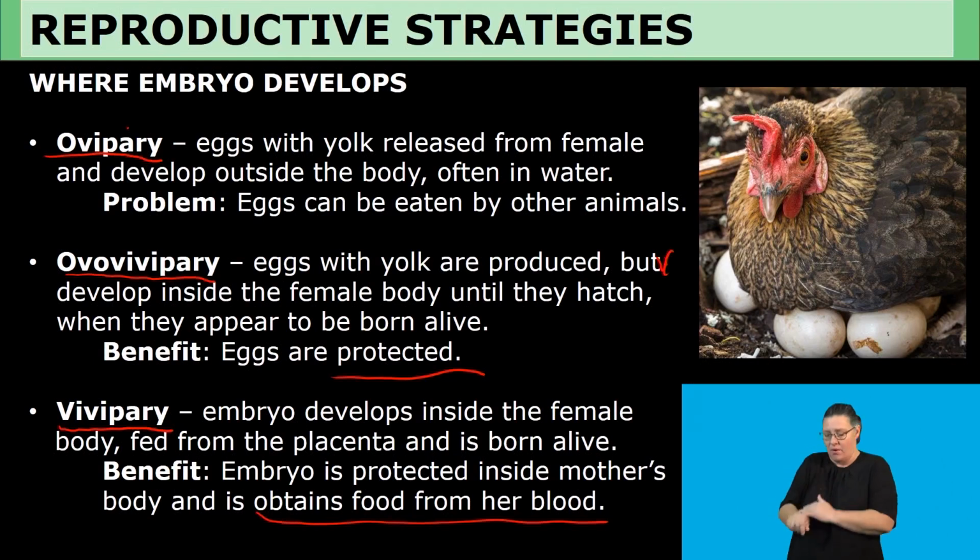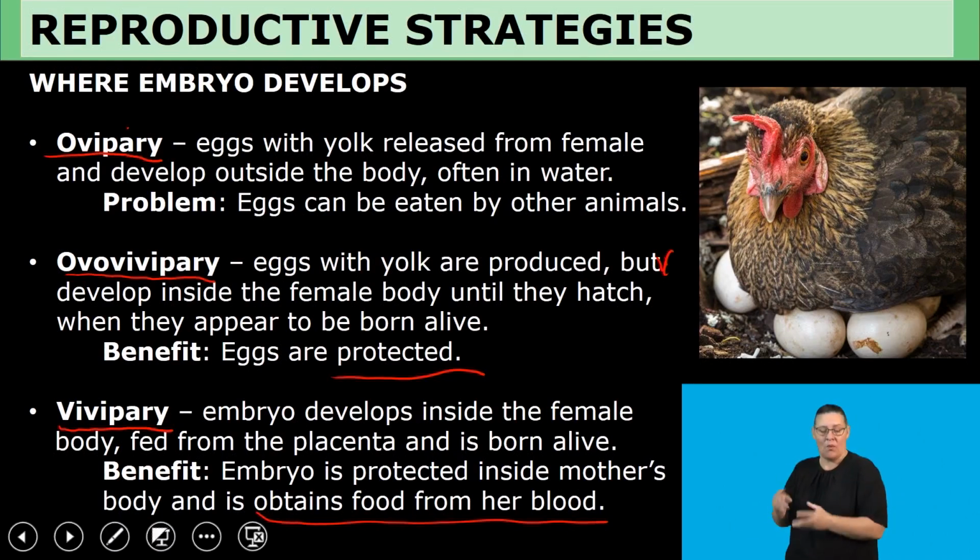So check it out. Ovipary, eggs are laid outside. Ovovivipary, eggs are kept inside. Vivipary is the embryo. There's no egg involved here. And it's inside the female body.